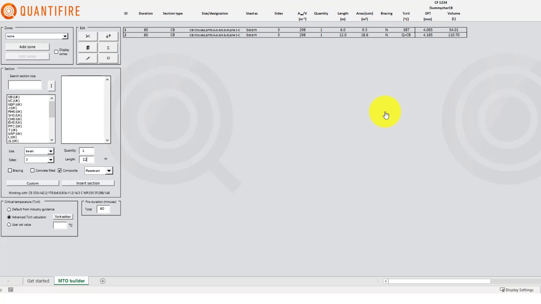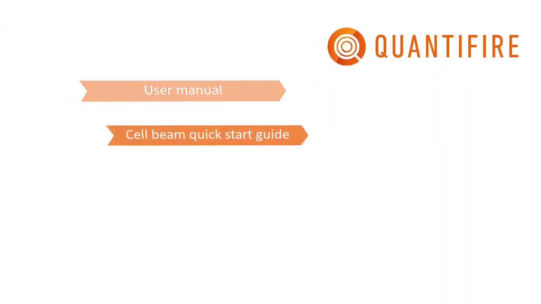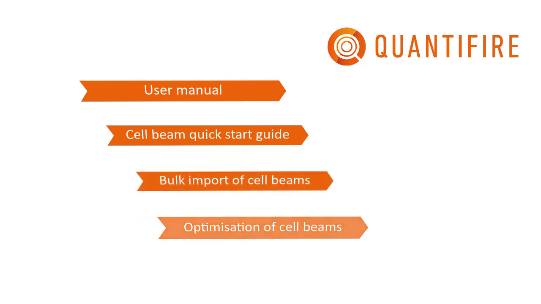We hope that it's provided you with an overview of how to consider a cellular beam and has helped to guide you in undertaking an estimation project where they are included. Full information on beams with web openings is given in the Quantifire User Guide and the Cellular Beam Quick Start Guide. Look out for other cell beam related topics in other training videos, including the bulk importability and their automated structural fire optimization.